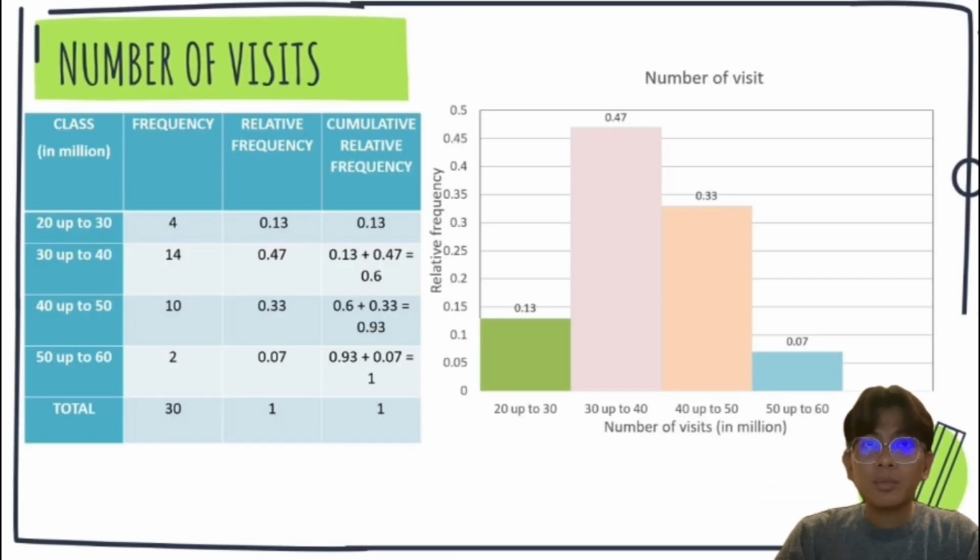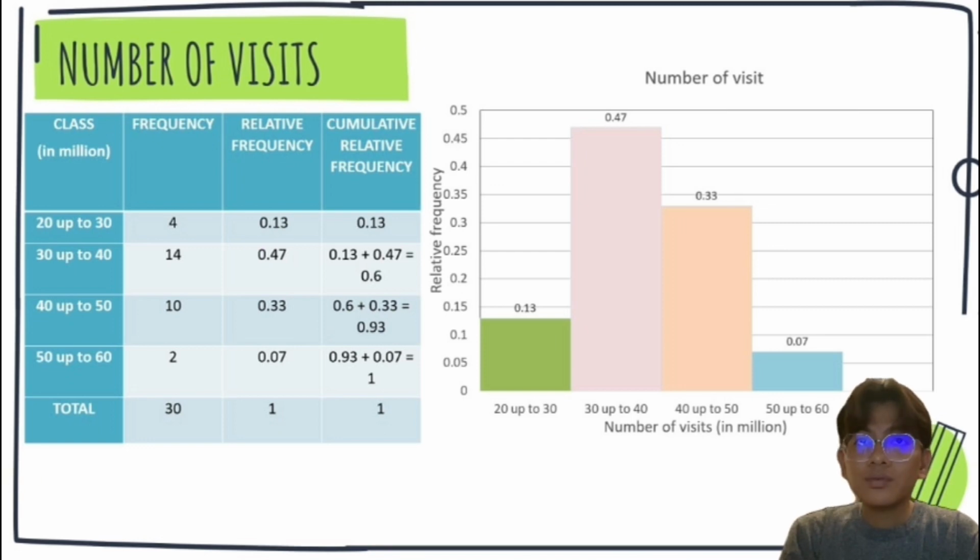So this is the number of visit table. As we can see here, we have 4 classes, in million. The first class is 20 up to 30, the second class is 30 up to 40, the third class is 40 up to 50, and the last class is 50 up to 60. The frequency for 20 up to 30 is 4, for 30 up to 40 is 14, for 40 to 50 is 10, and for 50 up to 60 is 2.